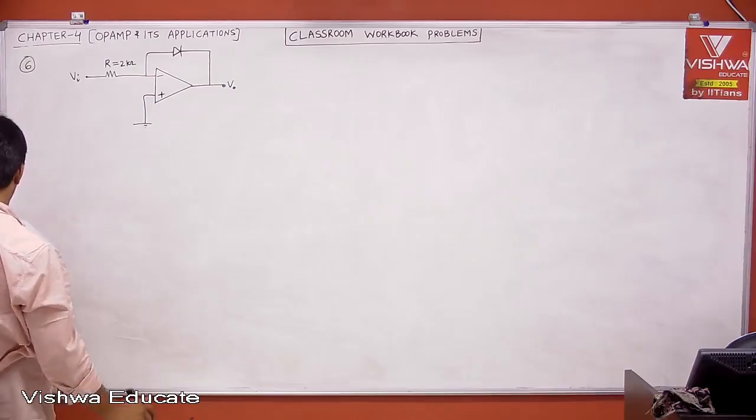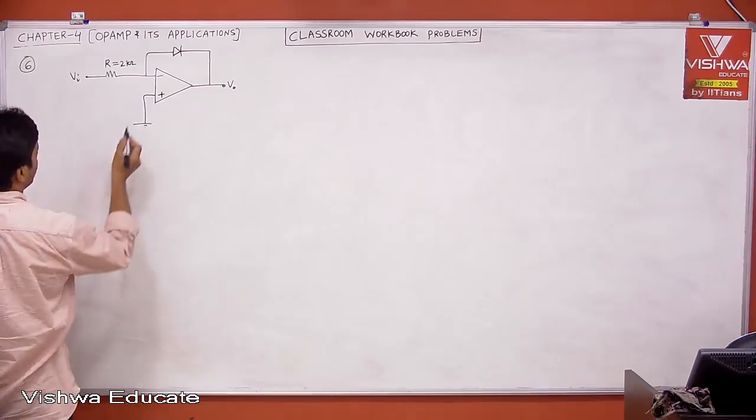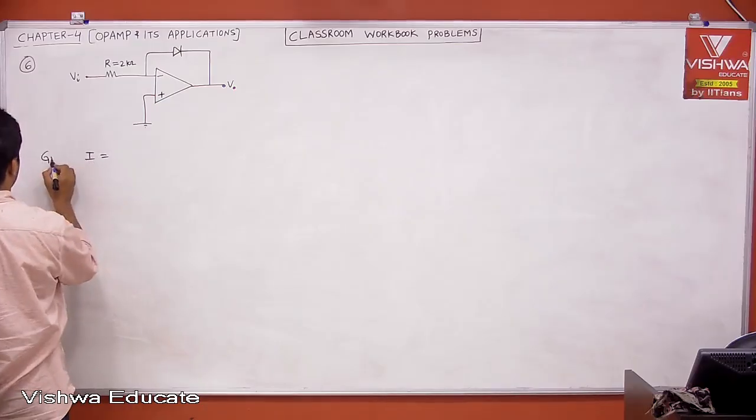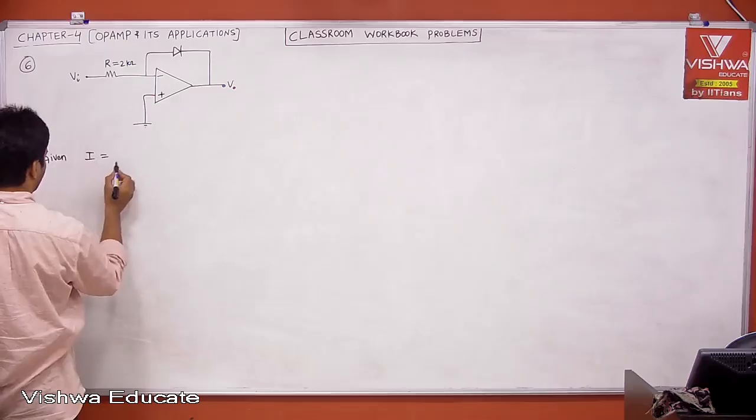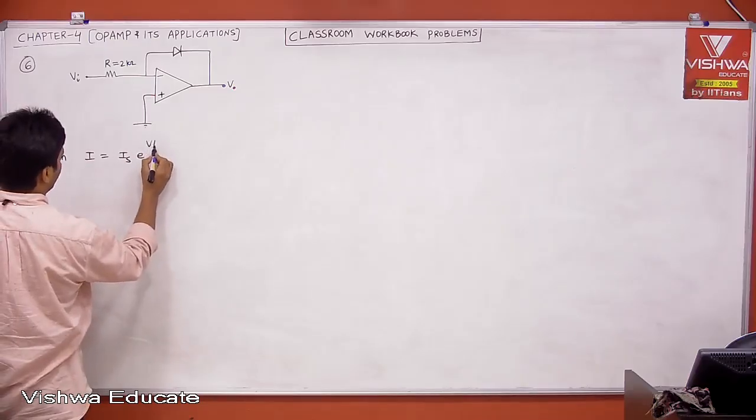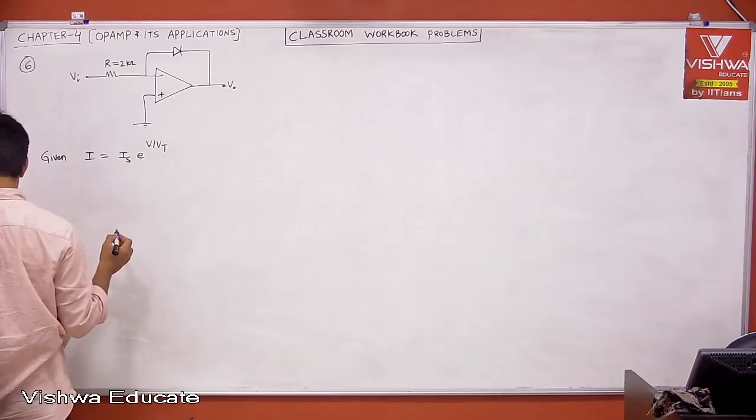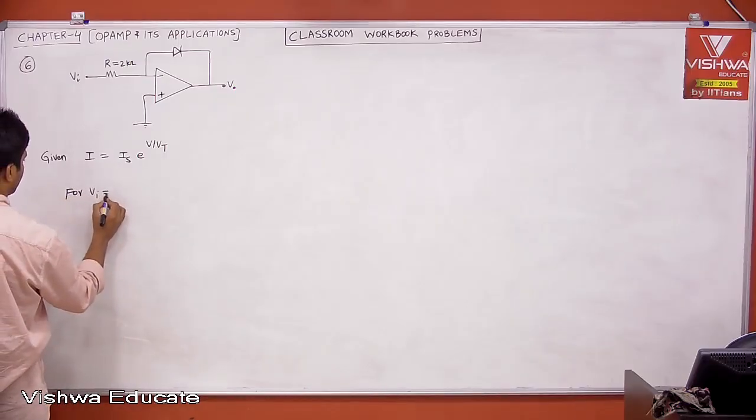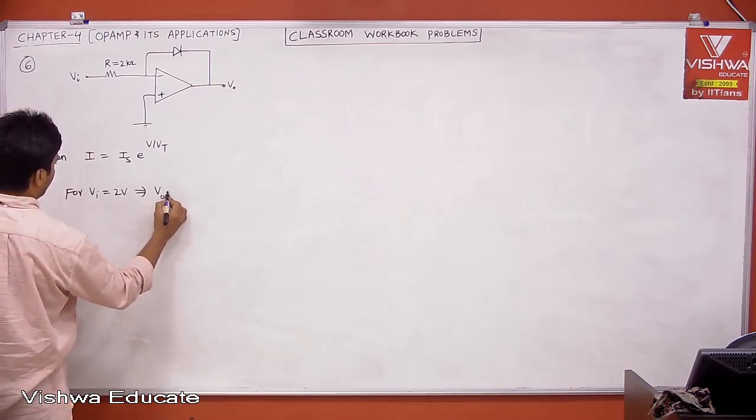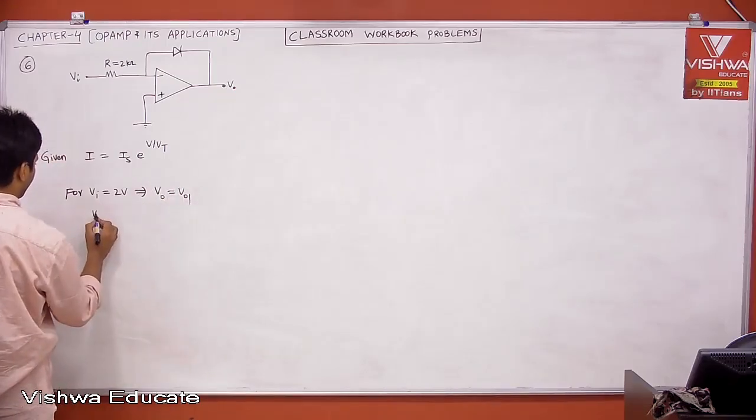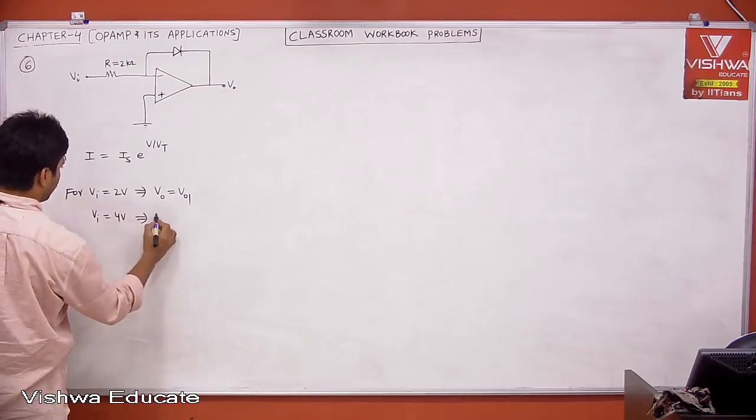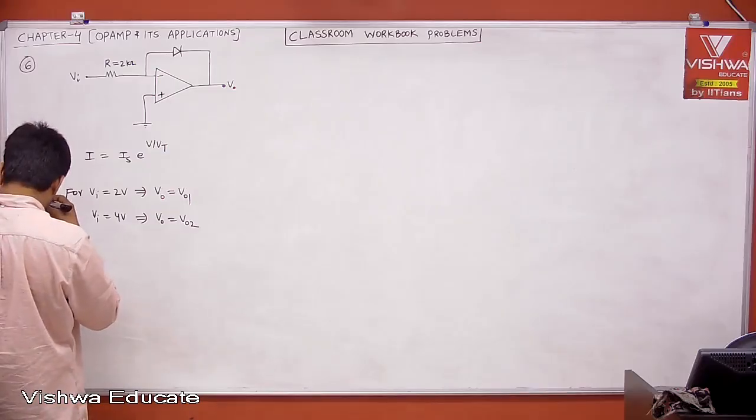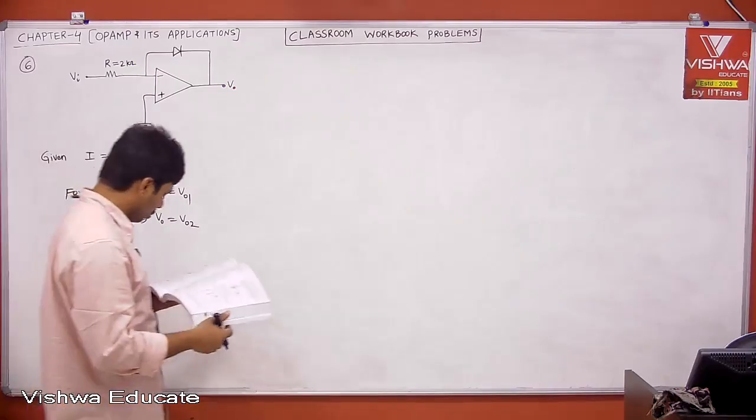Now for this problem, the diode current is given. What is the diode current equation? I is equal to Is into exponential of V by Vt. And for Vi is equal to 2 volt, V0 is equal to V01. For Vi is equal to 4 volt, V0 is equal to V02. Then the relationship between V01 and V02 is, this is GATE 2007 for 2 marks.